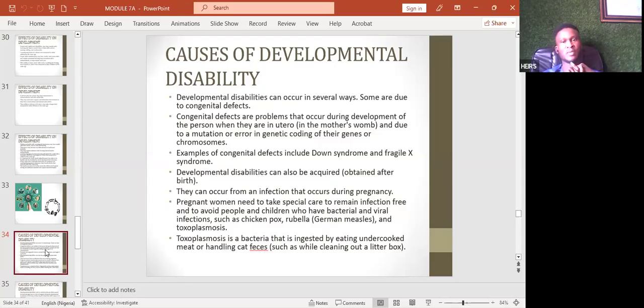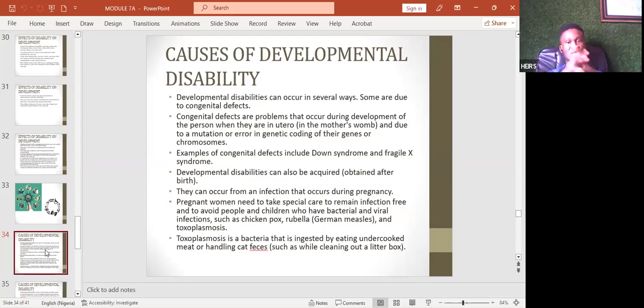Developmental disabilities can also be acquired, that is, obtained after birth. Now, it is before birth as a congenital defect or congenital anomalies, or as a developmental disability after birth, that is acquired. They can come from an infection that occurs during pregnancy, so women need to take special care to remain infection-free, and to avoid people and children who have bacterial and viral infections.